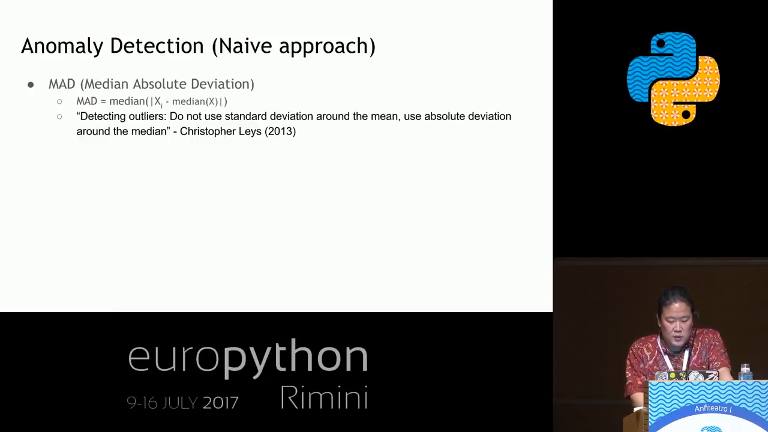There is a short paper, "Detecting outliers: Do not use standard deviation around the mean, use absolute deviation around the median." It was published in 2013. As I remember, it just has 4 pages, and it gives a super clear idea why we should use MAD over the other ways. I highly recommend reading it if you are interested.